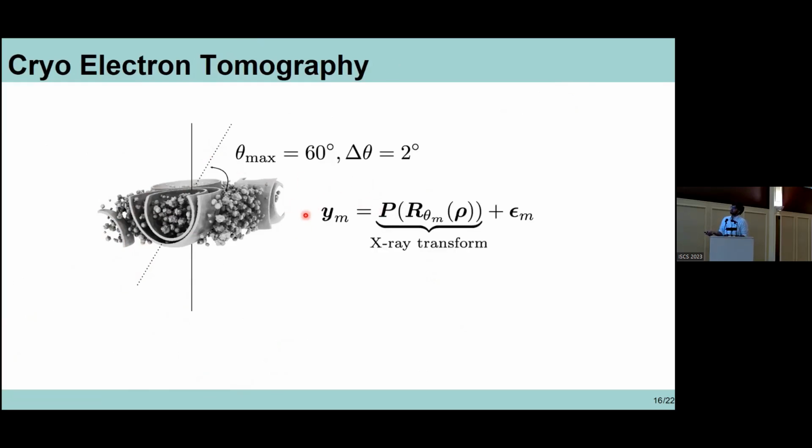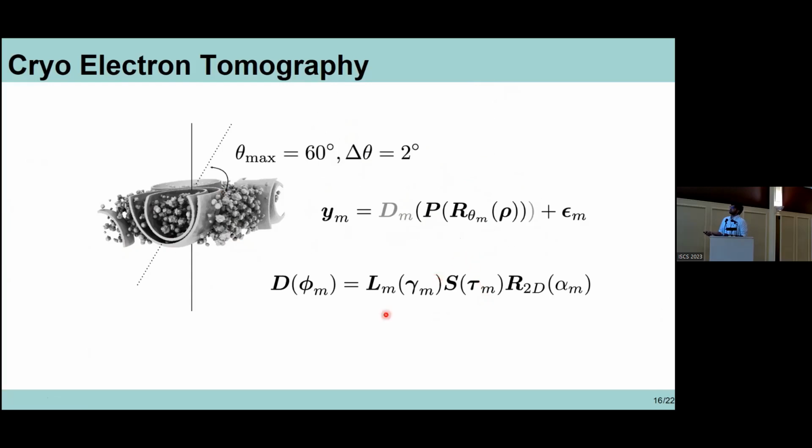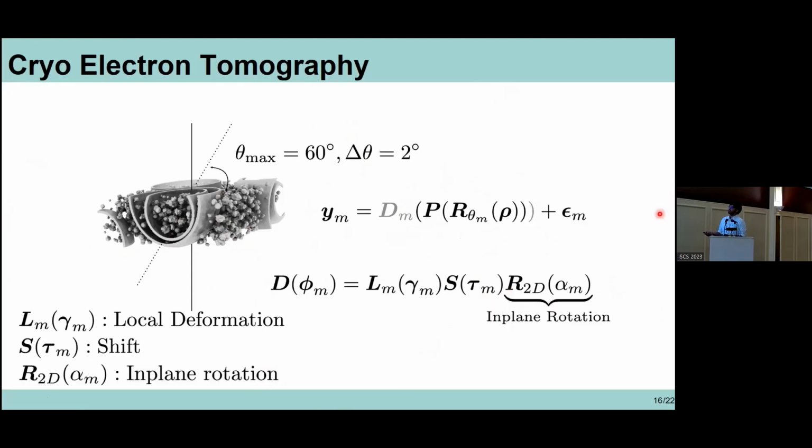P represents the X-ray transform, and epsilon M is the noise. This comes mainly from the low electron beam intensity used for biological samples. And of course, if you account for deformation, we have this function dm, which gives the 3 types of deformation I showed you before. This involves local deformation, the shift varying function, and shifts, which I showed you in the first slide, and also in-plane rotation operators. So this accounts for our forward model.